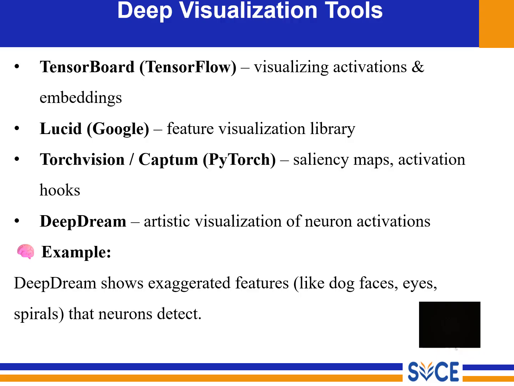If you would like to try these techniques yourself, here are some powerful tools. First one is TensorBoard, great for visualizing activations and embeddings. Then the second one is Google Lucid, for feature visualization, exploring what neurons respond to. Then the third one is TorchVision or Captum. It helps create saliency maps and Grad-CAM output easily. Fourth one, DeepDream. This one is fun, but it exaggerates the features the neurons love, creating dream-like artistic images full of dogs and eyes.